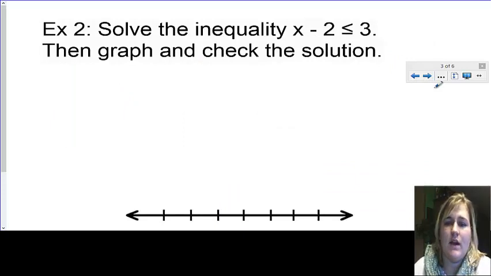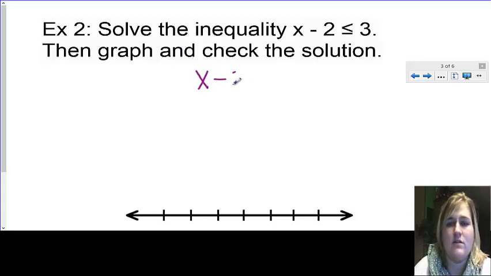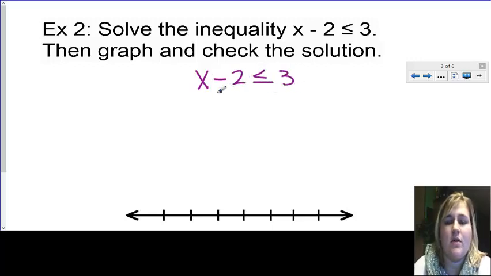Solve the inequality x minus 2 is less than or equal to 3. I want you to do that on your own paper, so please pause the video at this time and work out the solution and graph it. So you should have started by rewriting the inequality x minus 2 is less than or equal to 3. To get x by itself, we're going to add 2 to both sides. So I have that x is less than or equal to 5.